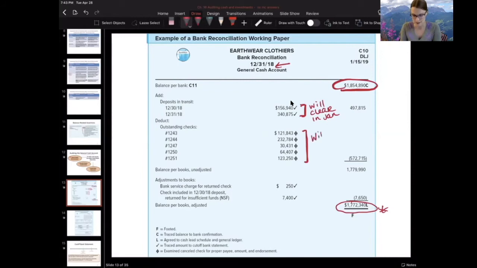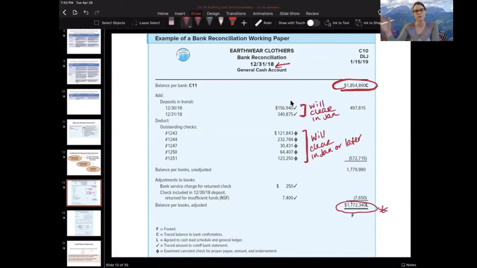Most of these outstanding checks should clear in January, or it could be later, right? They could take a while to clear. We don't really know. It depends on the person on the other end of the transaction. It could be somebody like me. If I ever get a paper check, I tend to take a few months to deposit it.